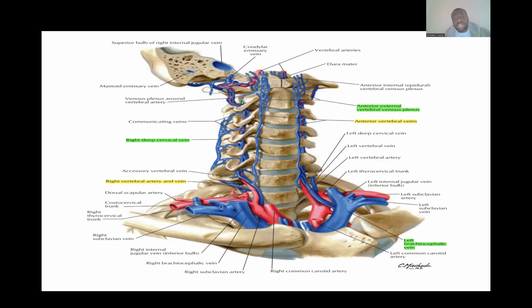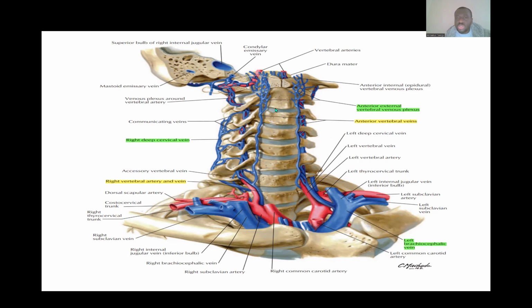And this is the neck, the cervical vertebra. You can see the anterior external vertebral venous plexus, and behind you have the posterior external vertebral plexus. They coalesce, coming together to form the anterior vertebral veins, right and left, that drain into the brachiocephalic vein. They all drain into the brachiocephalic vein, actually. And the right and left brachiocephalic veins form the superior vena cava.